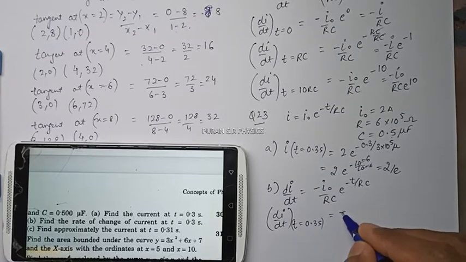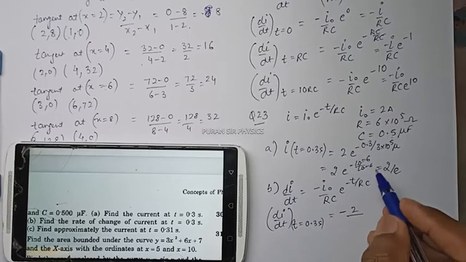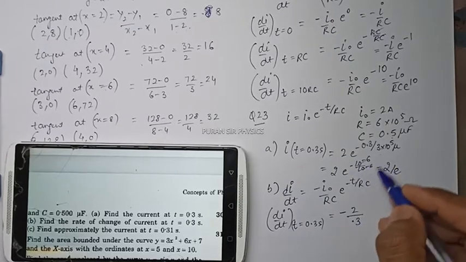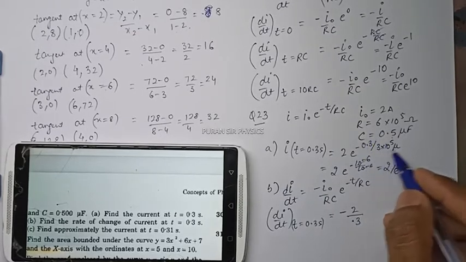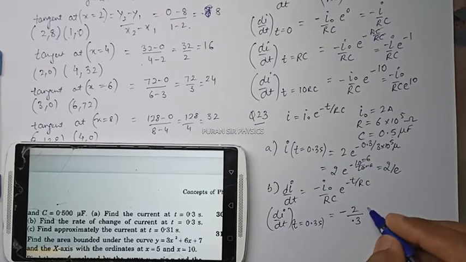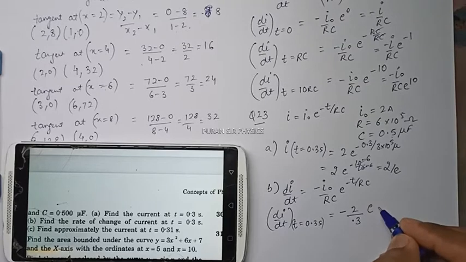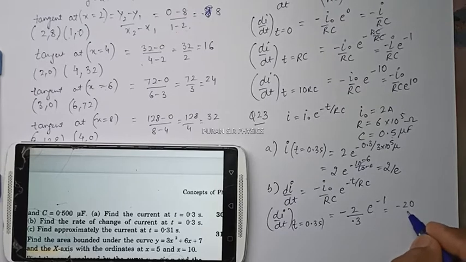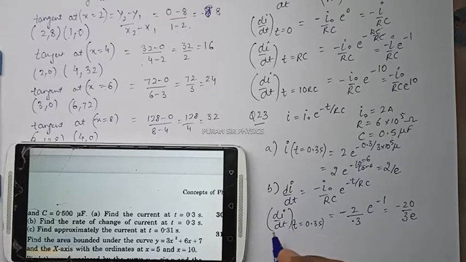So it will be minus 2 upon, so RC comes out to be 0.3, that we have calculated here. So this quantity is 1, it means it is 0.3. RC is 0.3 and it can be written as minus 1. So we will have minus 20 upon 3e. So this is the answer of the second part.